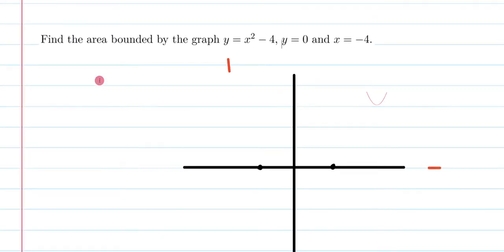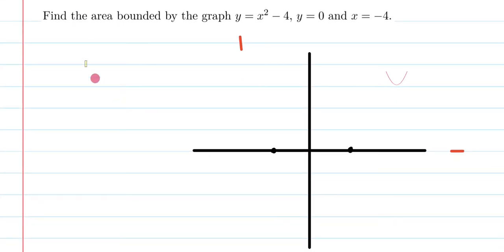All right, so what does it say? It says, find the area bounded by the graph y equals x squared minus 4, y equals 0, and x equals negative 4. Now, the first thing that we really have to appreciate is that whether our area is above or below the x-axis is really going to affect what's going on. So we're going to have to first sketch this function to figure out whether the area we're considering is above or below the x-axis.